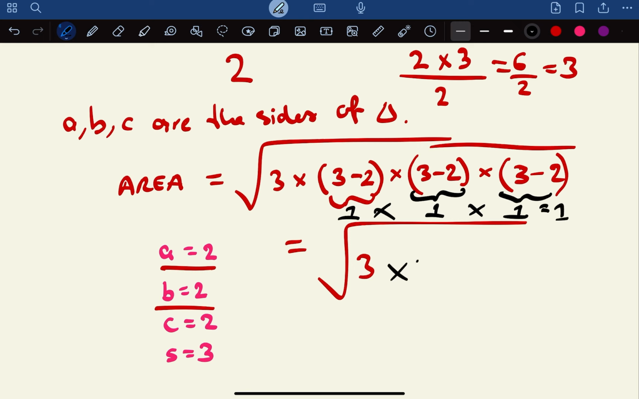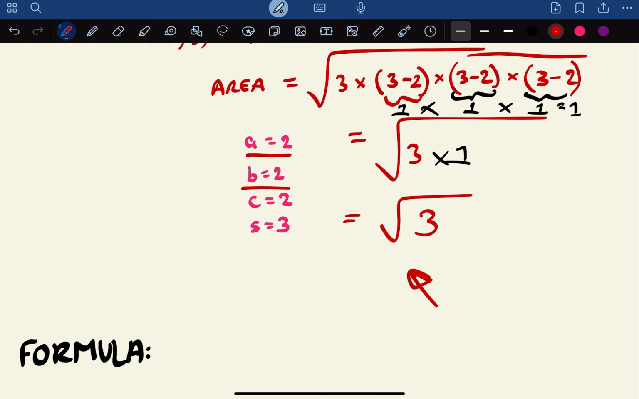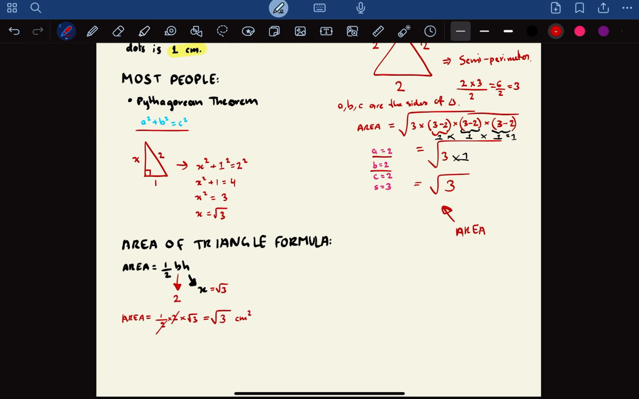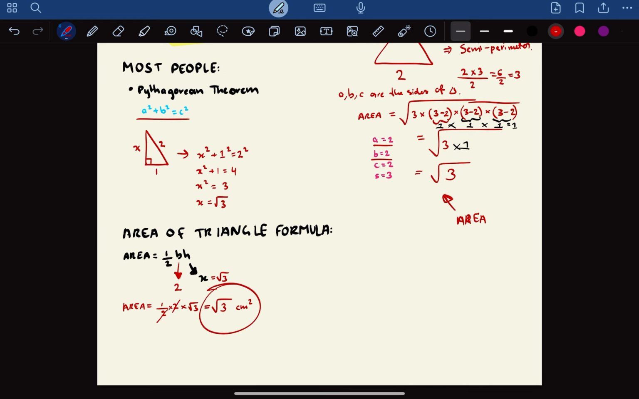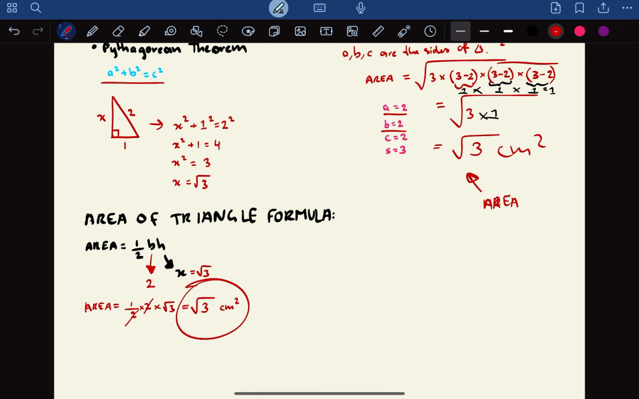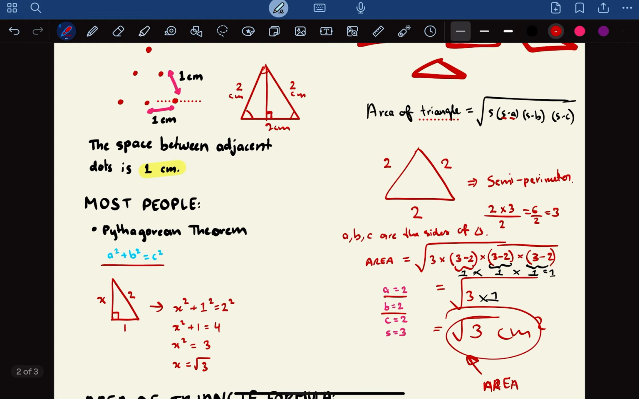So it's just 3 times 1. And what is that? Root 3. And that is the area of our shape. That is the area. And look, if you don't trust me, let's match it with our previous answer, which is also root 3. Sorry, I forgot the unit. But look at that. It's the same answer.